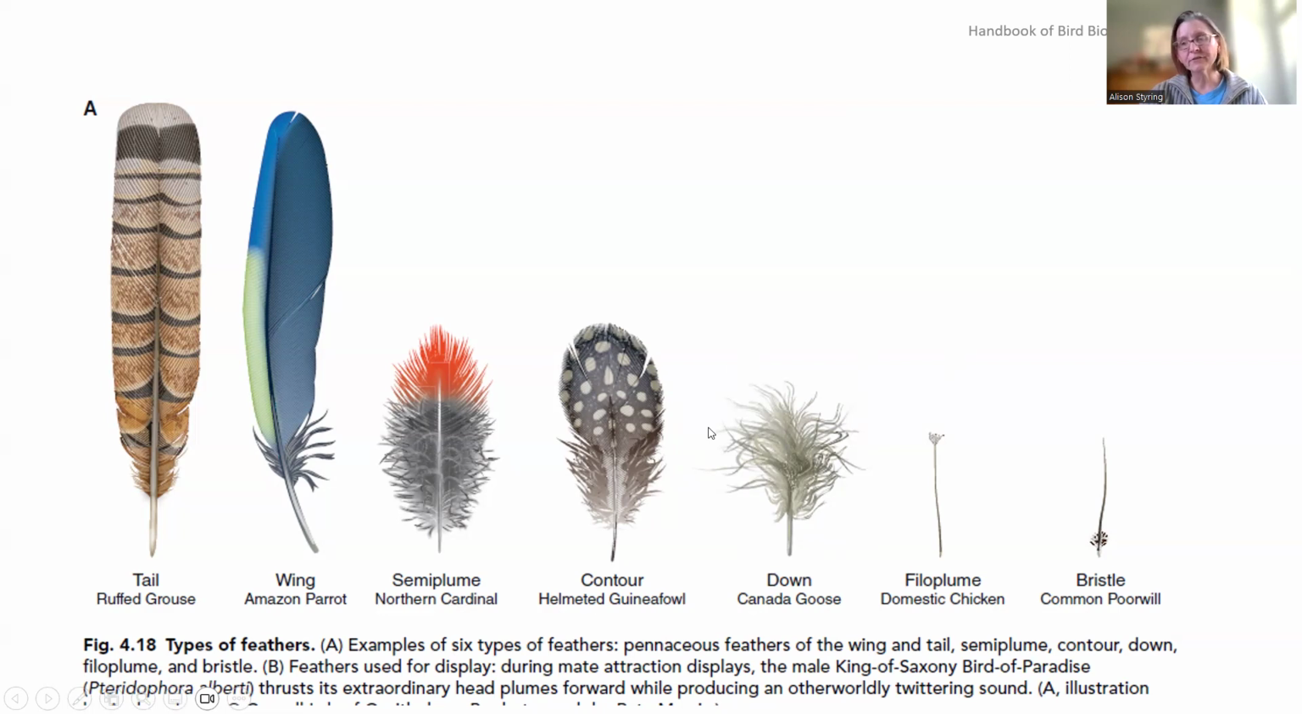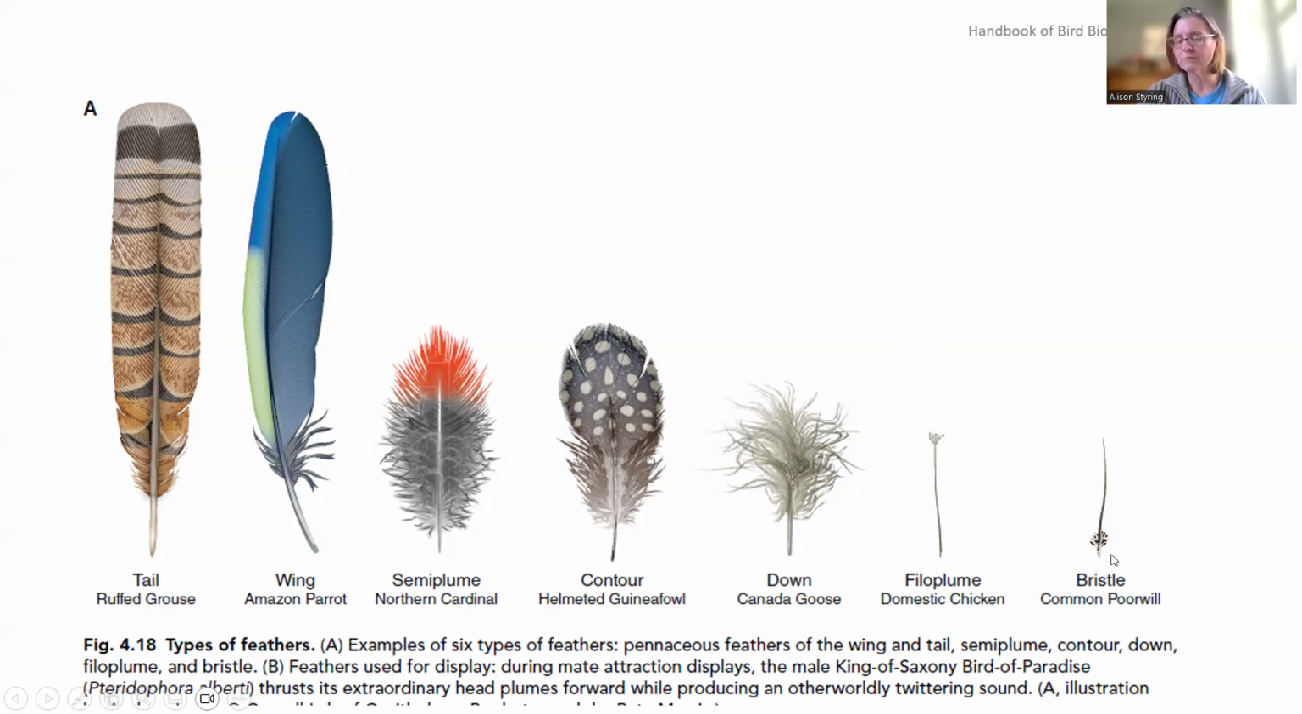Down feathers. So down feathers can be found in some adult birds. They are found in almost all young birds at some point of their life, and they are primarily for insulation. And then here is a specialized feather called a filoplume. Now they're found on most birds, but they are not easy to locate. They're very small feathers. They are mostly shaft with a little bit of feathering at the tip. And they connect to nerve cells, so they're thought to have a sensory function.